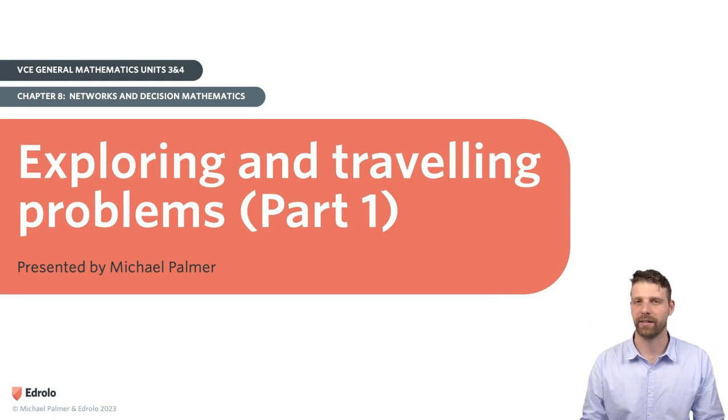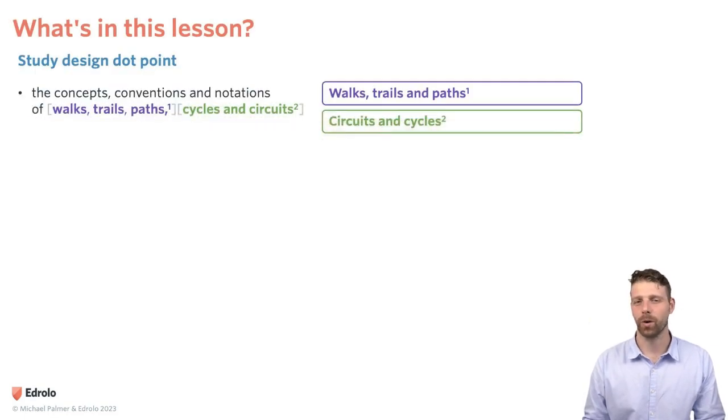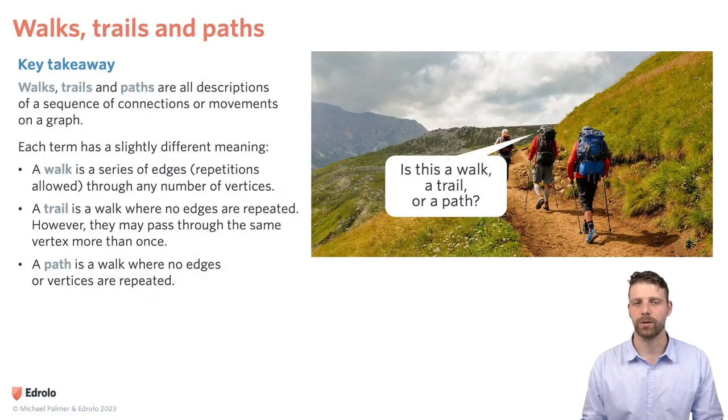Welcome to Exploring and Traveling Problems Part 1. Today we're looking at walks, trails and paths, and our next KU is circuits and cycles. Let's go over these definitions again because you've probably seen them in Year 11. Walks, trails and paths are all descriptions of a sequence of connections of movements on a graph. Each term has a slightly different meaning, so we've got some definitions here.